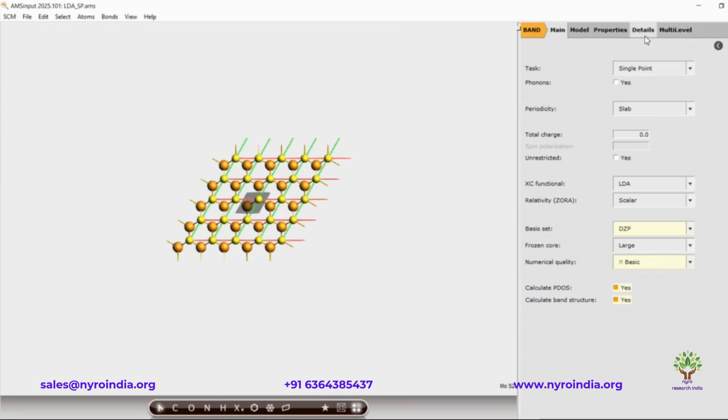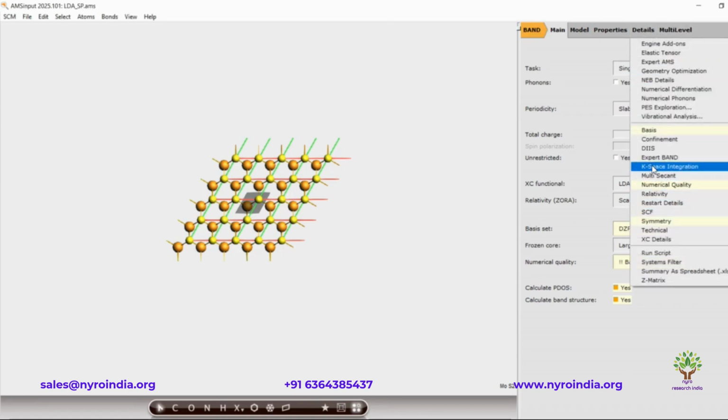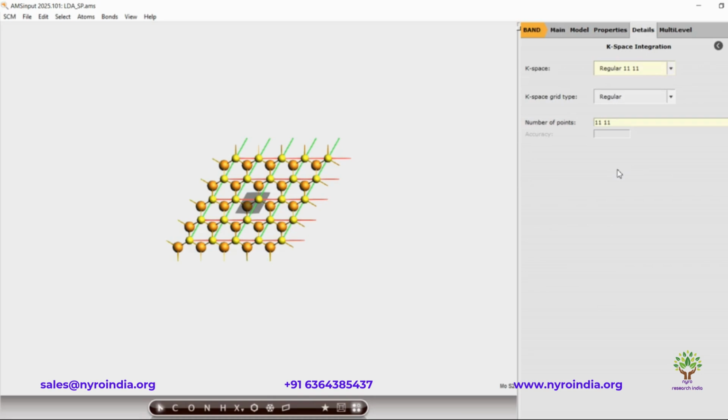So, the K-space integration. To calculate the band structure, we need to specify the path along the high symmetry points in the Brillouin zone of the molybdenum disulfide monolayer. The common high symmetry points for this hexagonal 2D lattice include Sigma, Gamma, K, and M. The calculation will determine the energy eigenvalues for the electronic bands at each K point along this path.